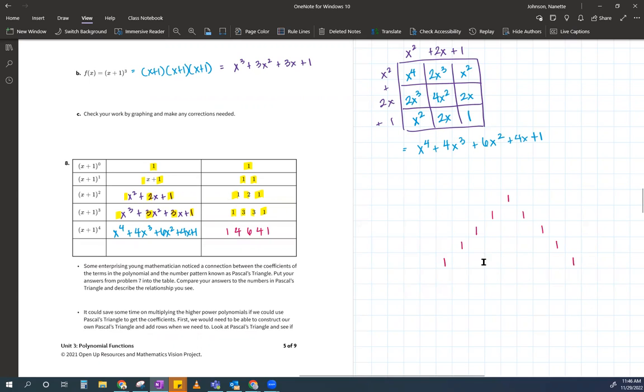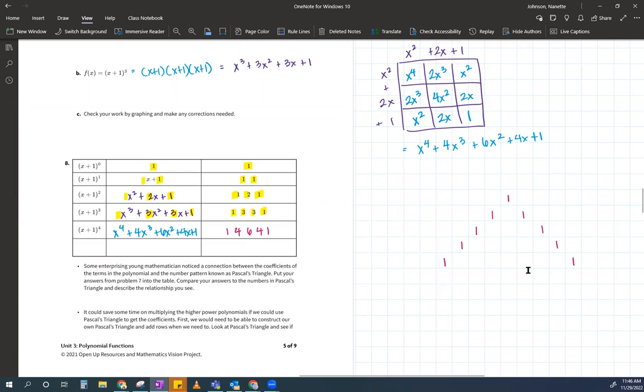Now, the way I get these numbers in the middle, here, does anybody see a pattern? How did I get this 2? How did I get this 3? How did I get this 3? How did I get this 4, this 6, and the 4? Anybody see that pattern? Anybody see it? Yeah, you add them.